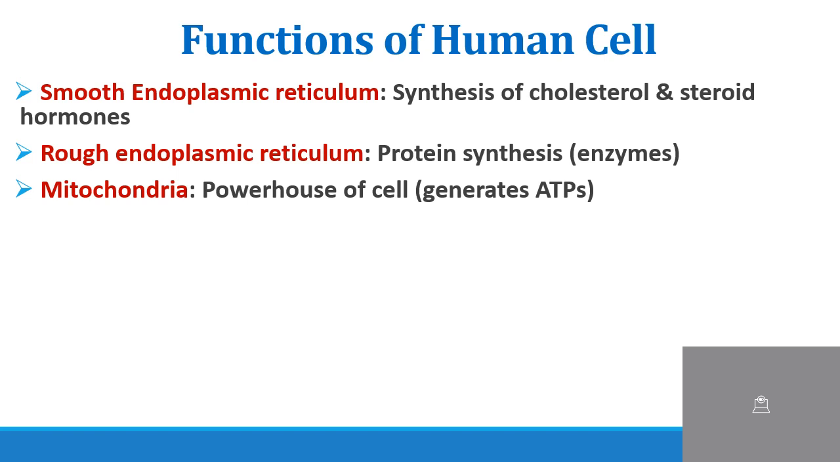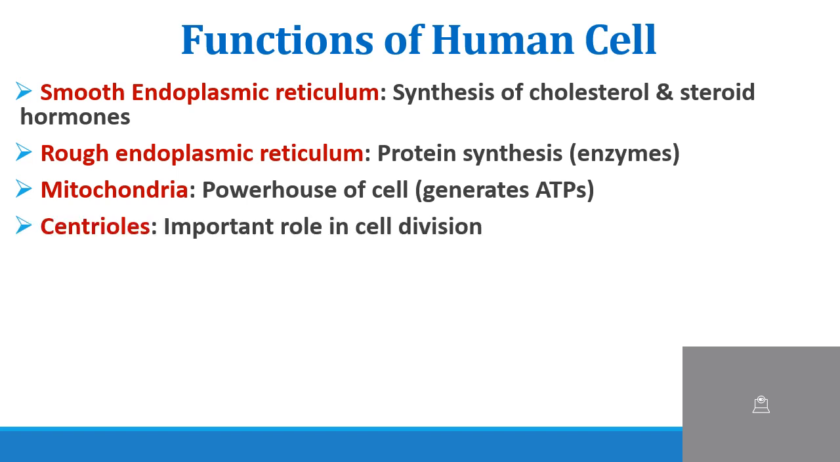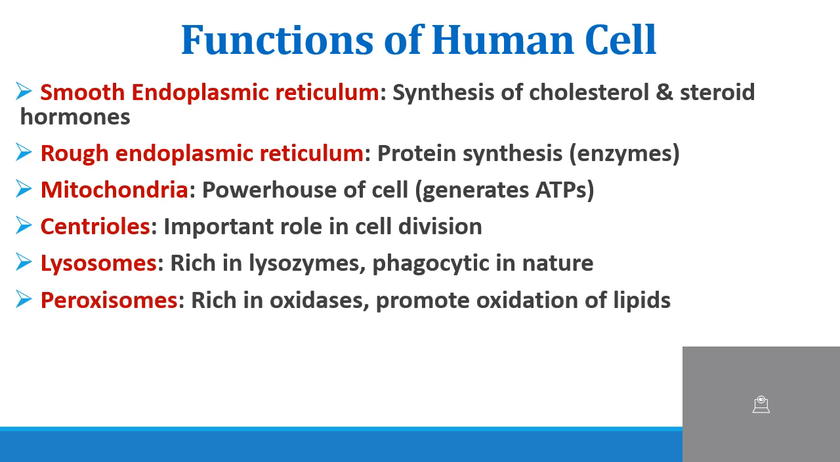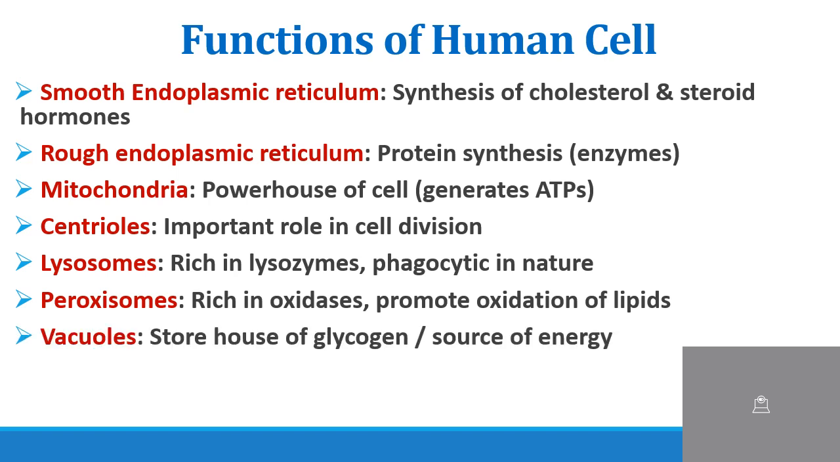Mitochondria, it's a very well-known fact, are the powerhouse of the cell and are responsible for a lot of oxidative biochemical reactions, and a lot of ATP is generated in mitochondria. There is a pair of centrioles in every cell, and it plays a very important role in cell division. Lysosomes are a bag of lysozymes. These are proteolytic enzymes, and they are phagocytic in nature. Whereas peroxisomes are rich in oxidase enzymes, and they promote the oxidation of lipid molecules.